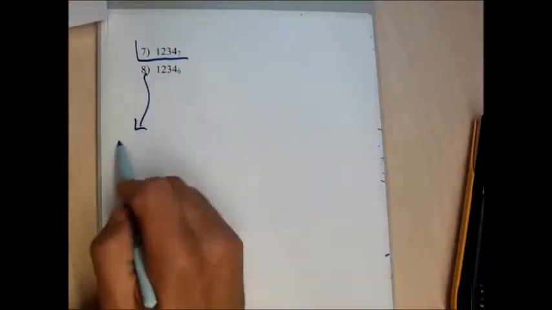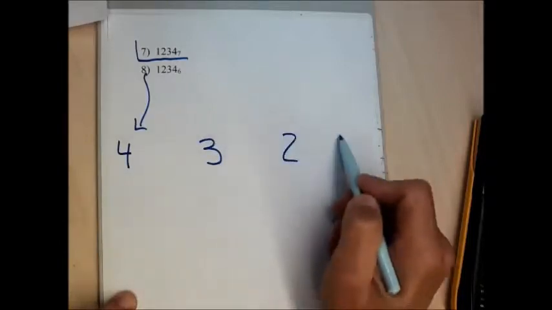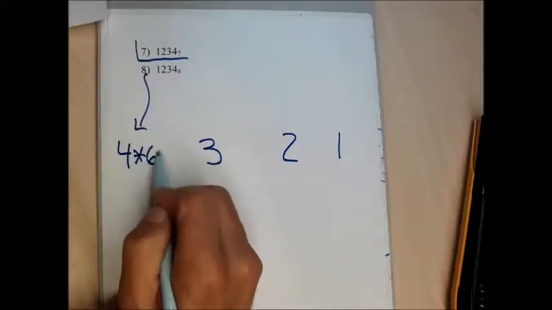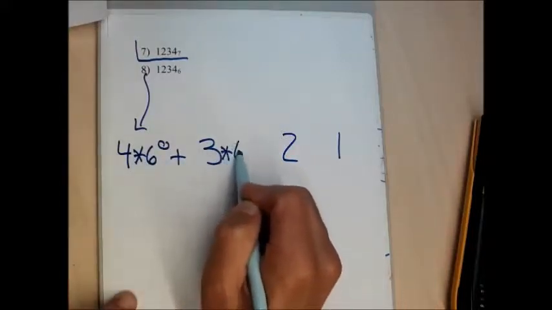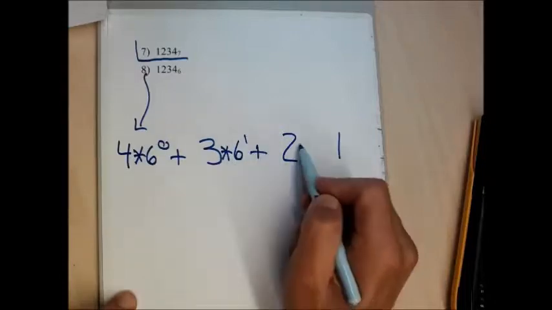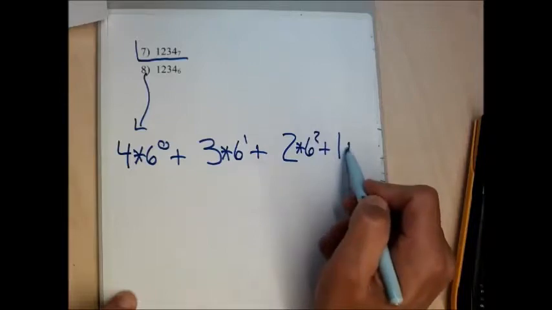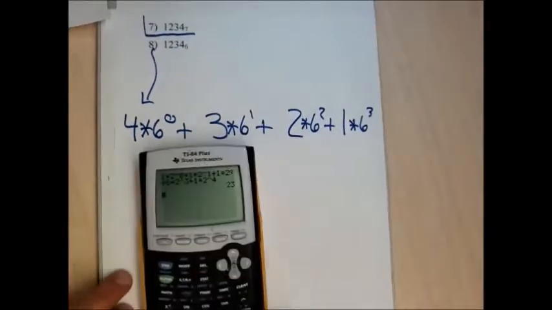For problem 8, I'm going to write a 4, a 3, a 2, and a 1. That's writing the numbers backwards. And then I multiply by 6 to the 0. Put my plus sign in. Multiply by 6 to the 1. Put my plus sign in. Multiply by 6 squared. Put my plus sign in. Multiplied by 6 cubed, and then calculator time.